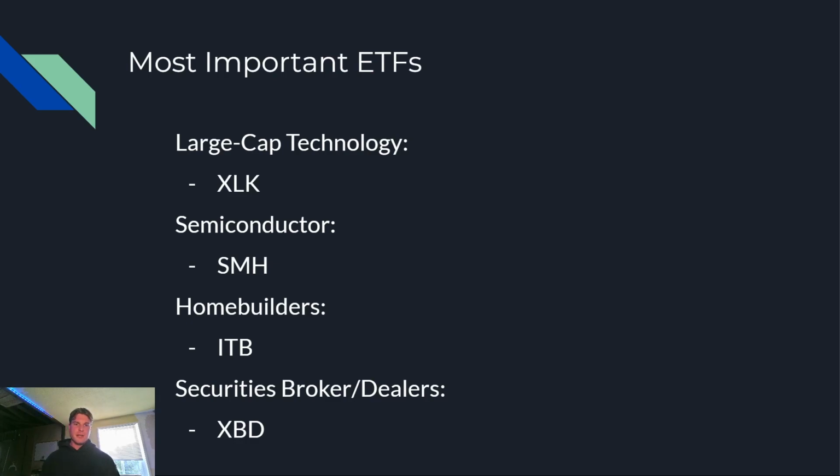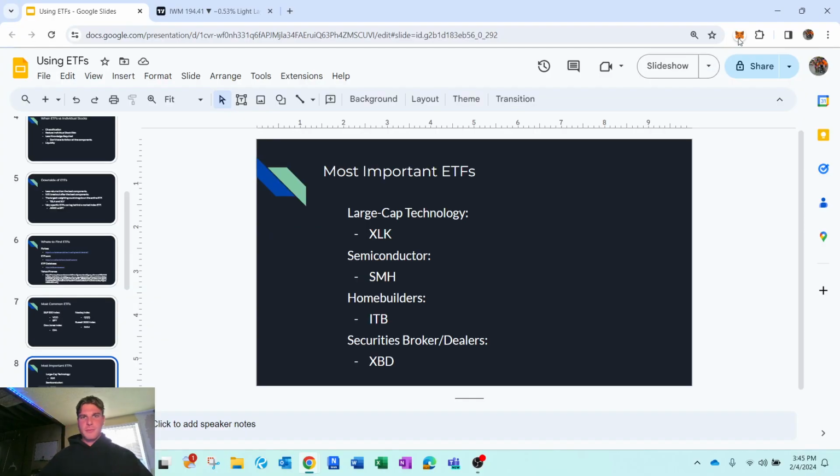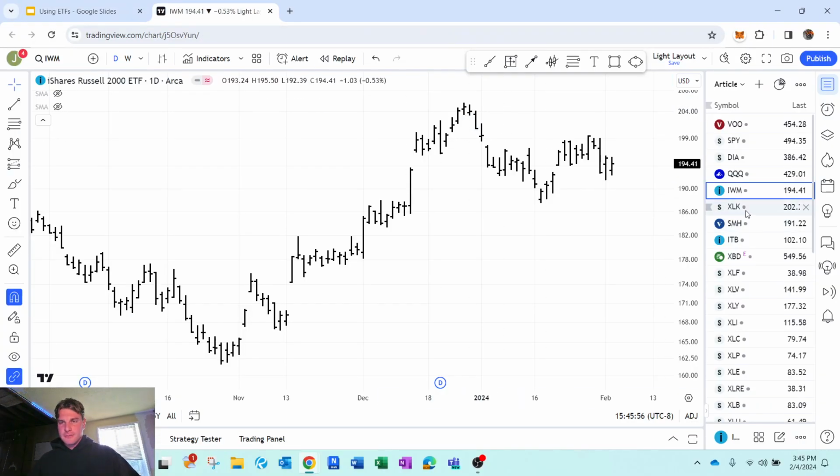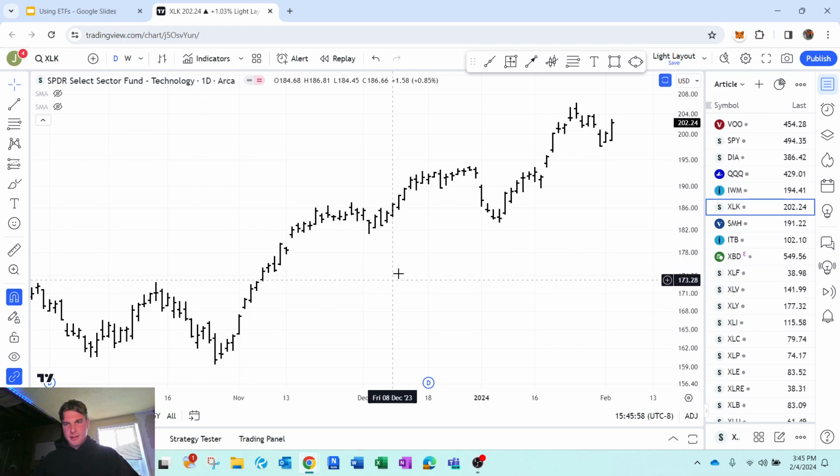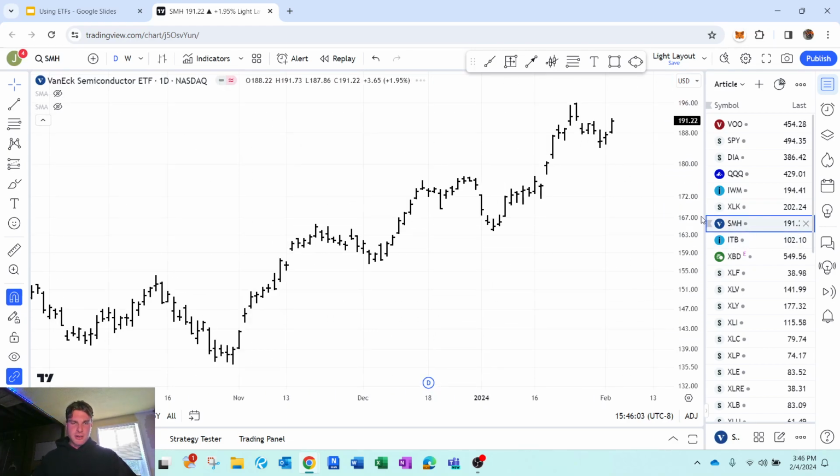And since these companies are directly tied to making money from people exchanging assets, if these assets are going up, then it makes sense that the economy as a whole will be going up. So let's take a look at some of those. Here's the XLK. Looks a lot like the Qs because it is a technology fund. Here's SMH. This is another technology fund, so it looks the exact same.